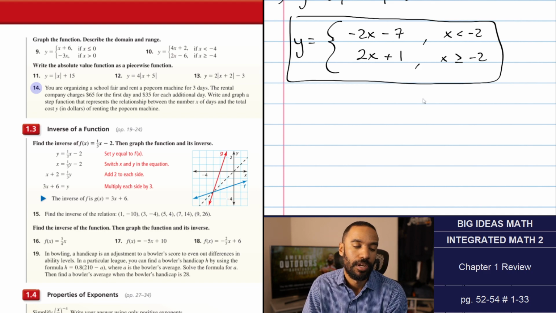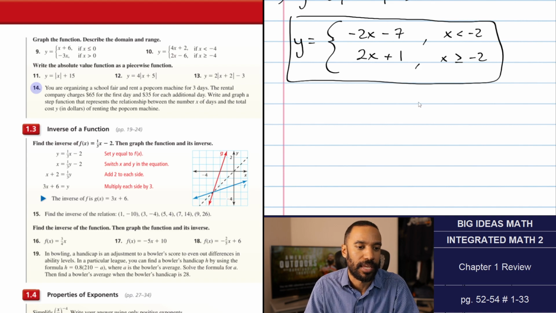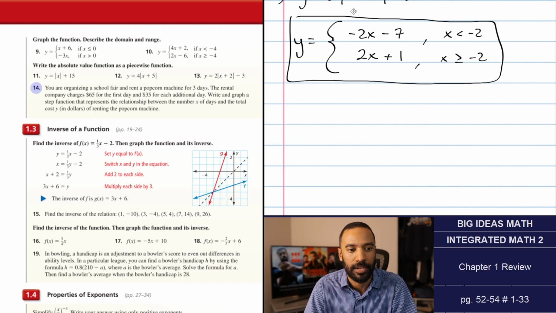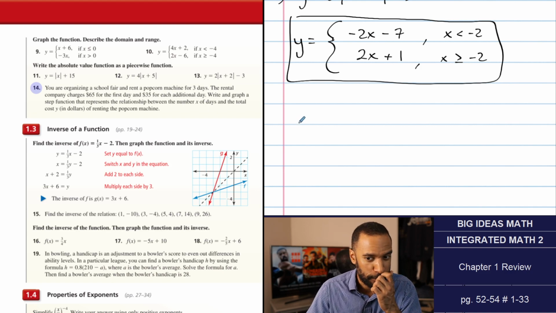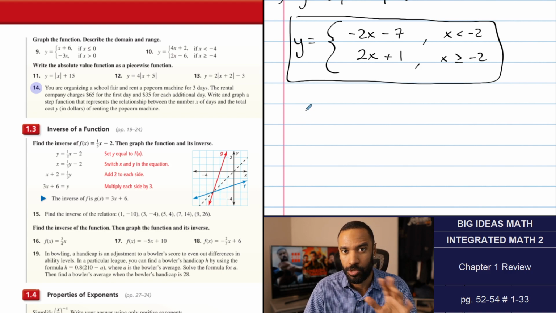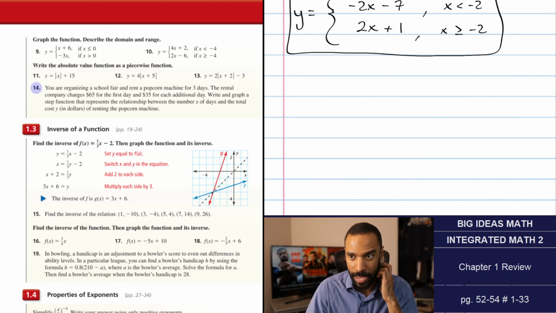So this is a step function. Write and graph a step function that represents the relationship between the number x of days and the total cost y in dollars of renting the popcorn machine. So they do say for 3 days, so we get to do this 3 times. I'm wondering if doing the graph, this graph I'm not going to use graph paper for. I'm just going to kind of draw axes and work it out as a rough thing.